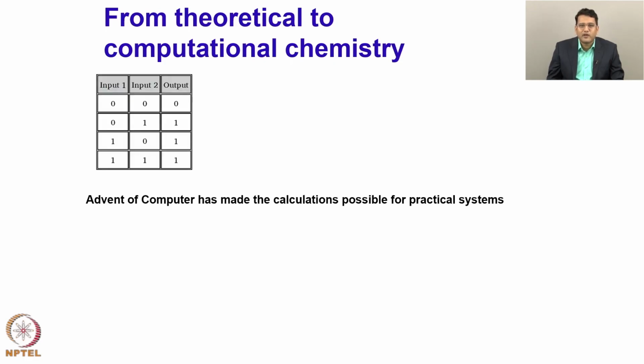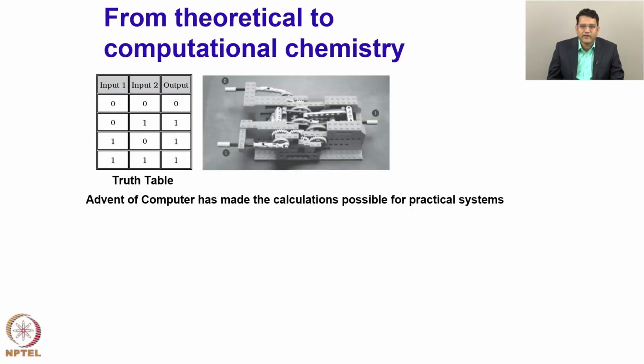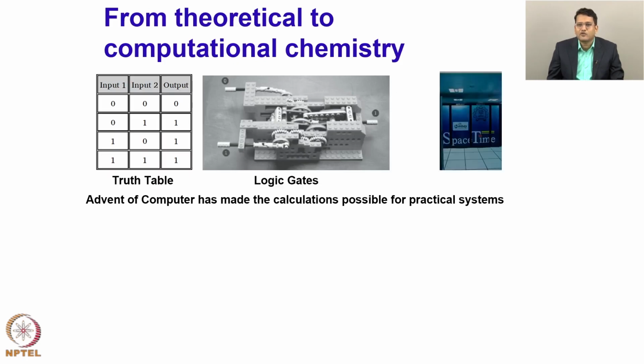So, with the computer, you have truth tables which can actually deal with 0 and 1 binary numbers, and this is how a logic gate, this is of course a mechanical logic gate, looks like, and this is what a modern supercomputer looks like, which is Space-Time at IIT Bombay, a Cray supercomputing facility, which has 1 petaflop computing capability.